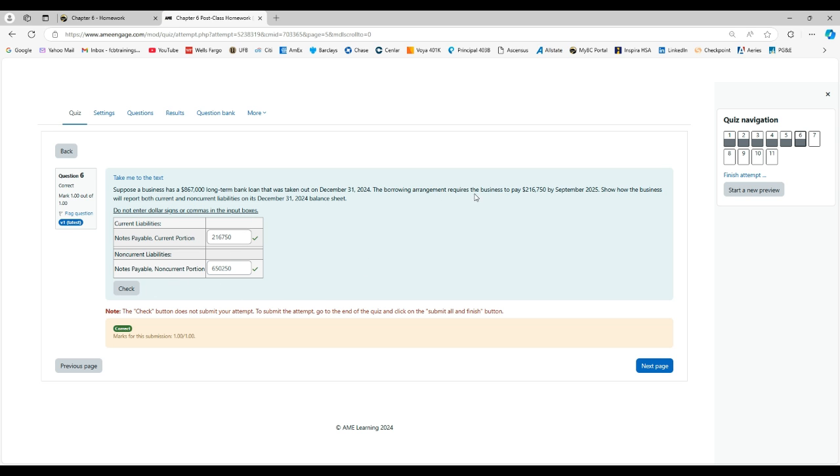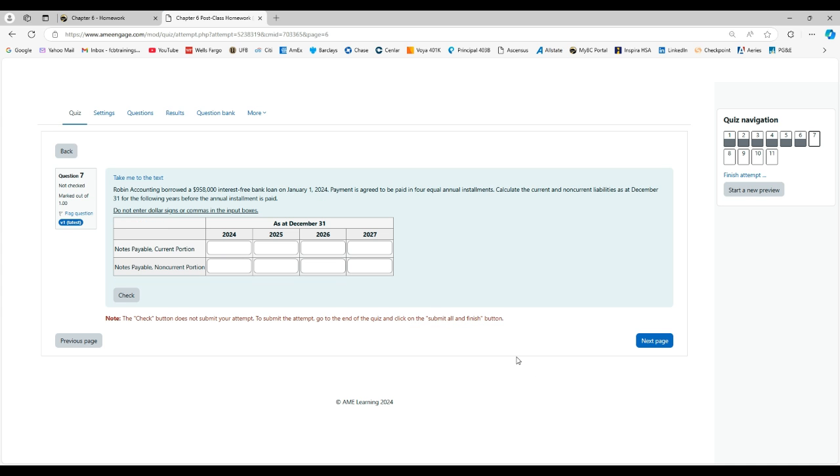So pretty straightforward. You just need to understand what current versus non-current means. The current portion of this 867 is the amount that will be repaid within the next year, and then the rest of it is all non-current, everything else that will be paid in the future.